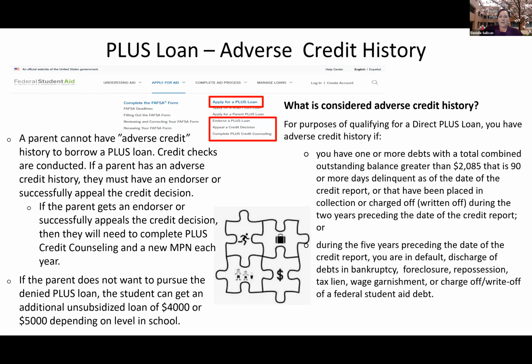So generally speaking, you can't be delinquent or have any debts with an outstanding balance greater than that number on the screen here. You can't have anything in collections or charged off. You can't be in default on your student loans. So if you're a parent, you went to school and you defaulted on your student loans, you cannot borrow a parent loan. Also, some debts in bankruptcy, if you're in wage garnishment, those kinds of things, you can't borrow a parent loan.